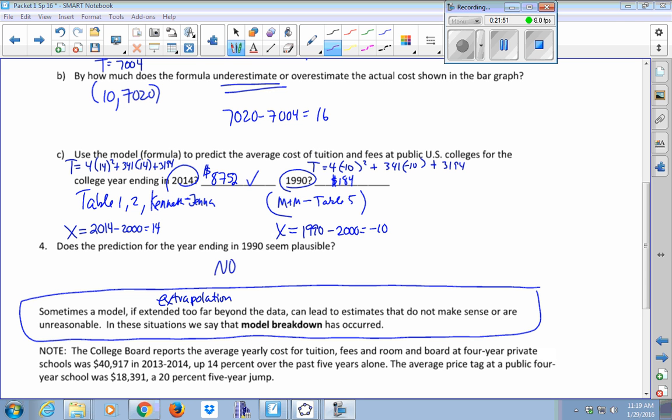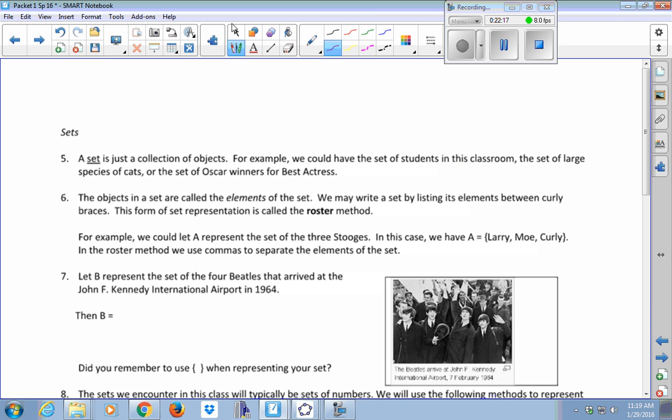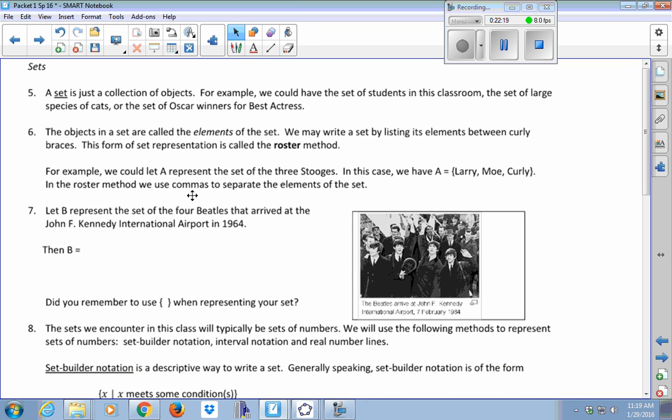Okay, so you've got to be careful using these models when you go beyond your data range. You just got to be careful about making too many statements. Okay, and here's some actual information right here about the costs between the average tuition and fees at four-year private and four-year public for your knowledge, okay? Just for you to have. All right, so sets is the last thing we're going to talk about. And then you're going to have, I hope, a good 25 minutes to work on your class activities today.